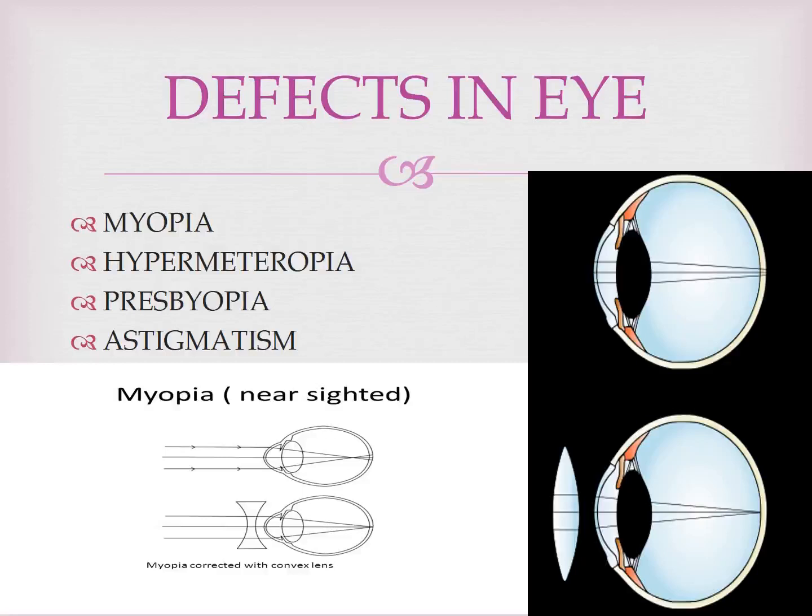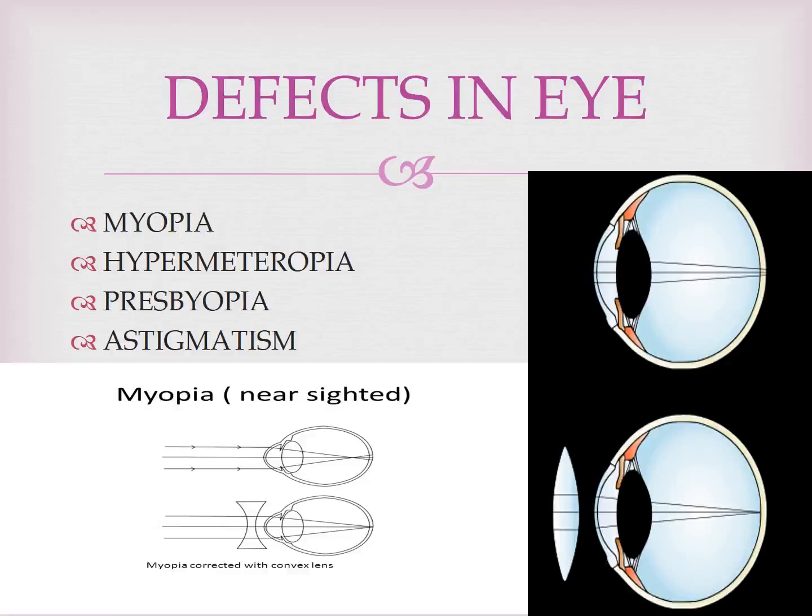Due to aging, the ciliary muscles become weak, the eye lens becomes inflexible, and then the eye loses its power. Because of this, an aged person cannot see nearby objects, so it is called old age hypermetropia. Presbyopia is otherwise called old age hypermetropia. Some persons may have both defects of vision, myopia as well as hypermetropia.